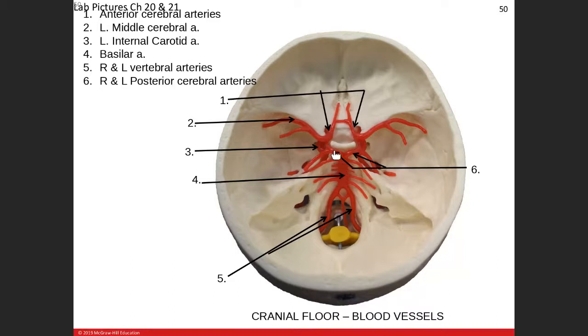Then the basilar artery splits off into the right and left cerebral arteries. And so they go all the way out here.